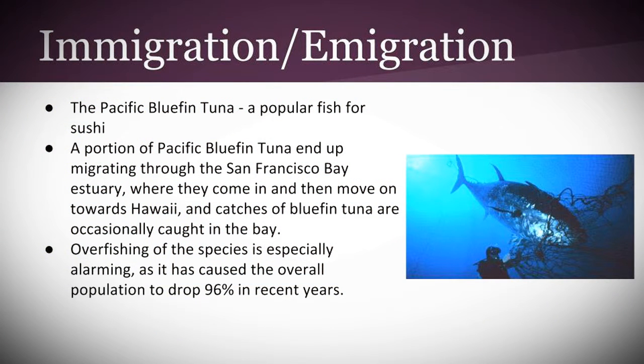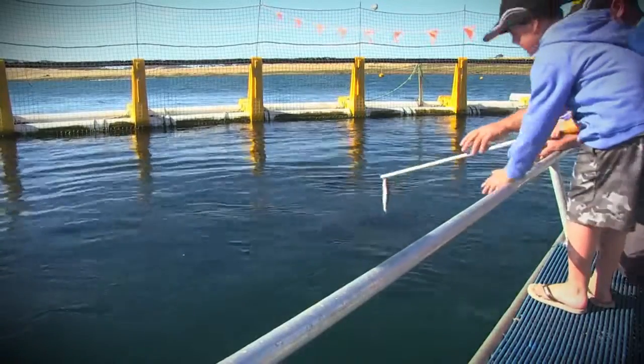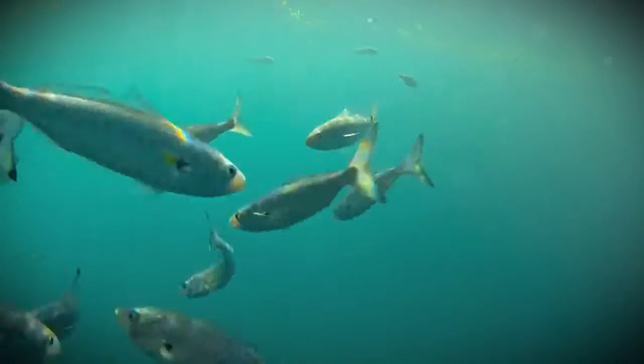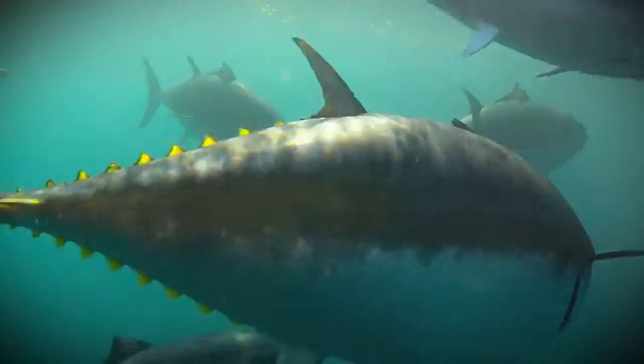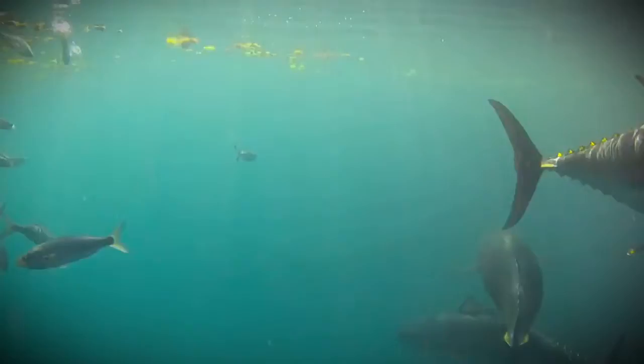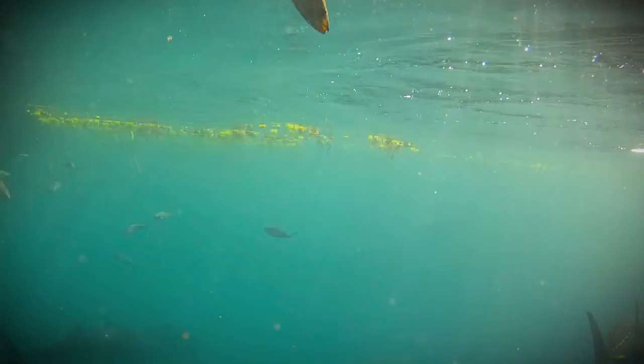Immigration and emigration. The Pacific bluefin tuna, a popular fish for sushi, has the largest geographic range. While many bluefin tuna spend their entire lives in the western Pacific Ocean, some migrate to the eastern Pacific Ocean, usually during their juvenile years of life. A portion of the Pacific bluefin tuna end up migrating through the San Francisco Bay Estuary, where they come in and then move on towards Hawaii, and bluefin tuna are occasionally caught in the bay.